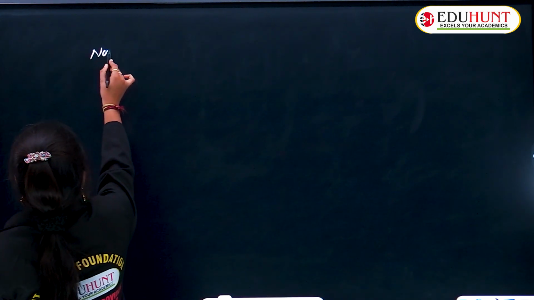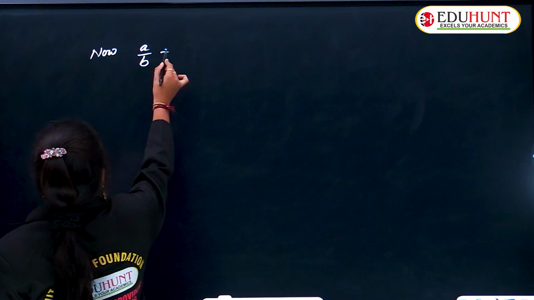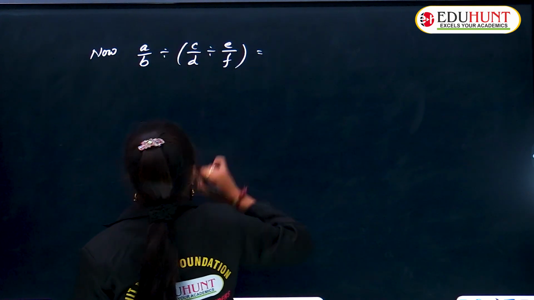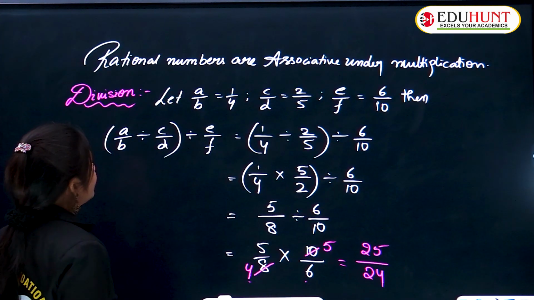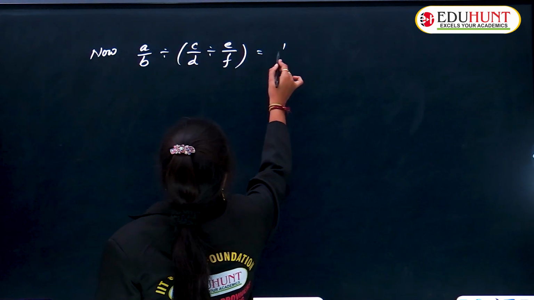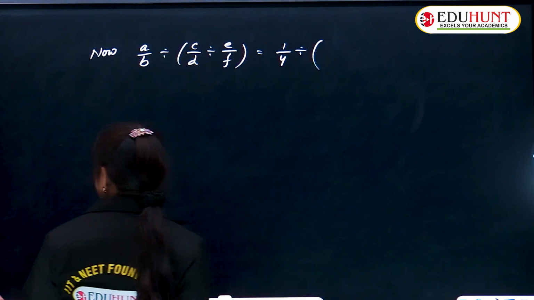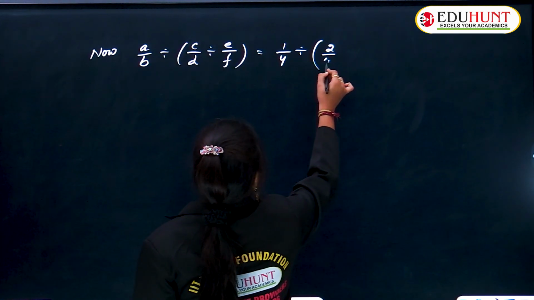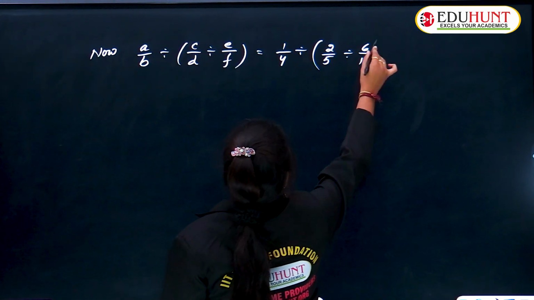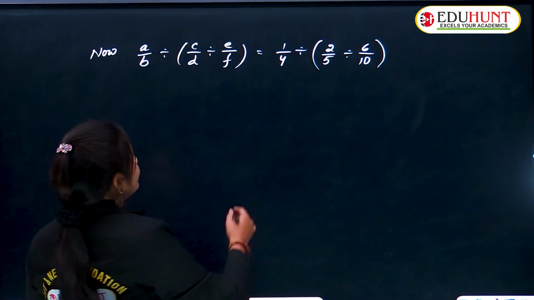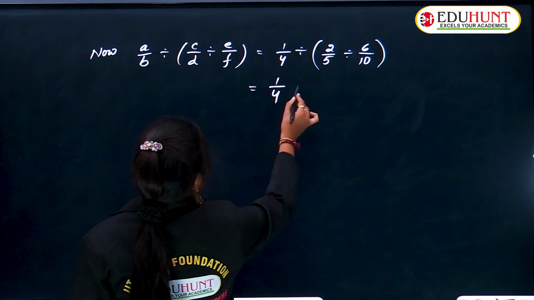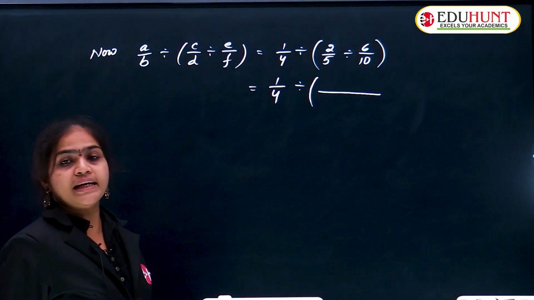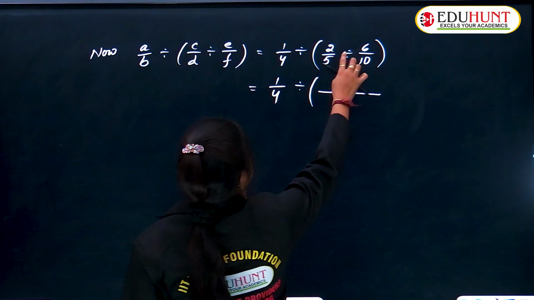Okay. Now here see that A by B divided by (C by D divided by E by F). Okay. Now here A by B is equal to how much did you take here? 1 by 4 divided by C by D, which is 2 by 5 divided by 6 by 10. Okay ma. Now here see 1 by 4 divided by 2 by 5 divided by 6 by 10. Just to say, the division symbol is there, no?